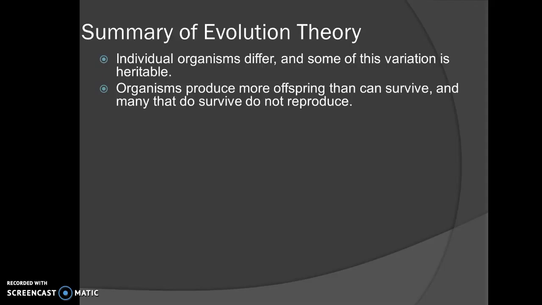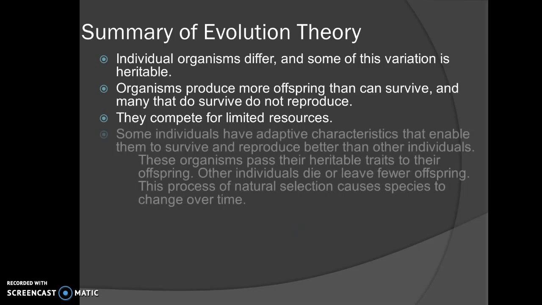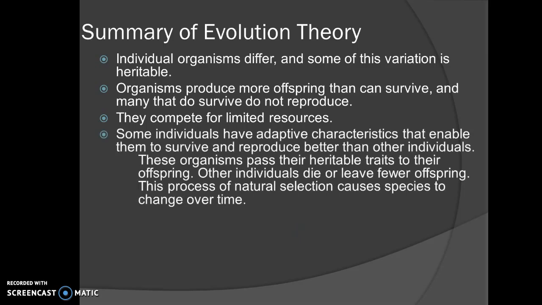Organisms produce more offspring than can actually survive, so that there's competition. And then there are some organisms that do survive and do not reproduce. And without reproduction, you have nothing to carry over into the next generation. They have to compete for limited resources. Some individuals have adaptive characteristics that actually enable them to survive and reproduce better than other organisms.